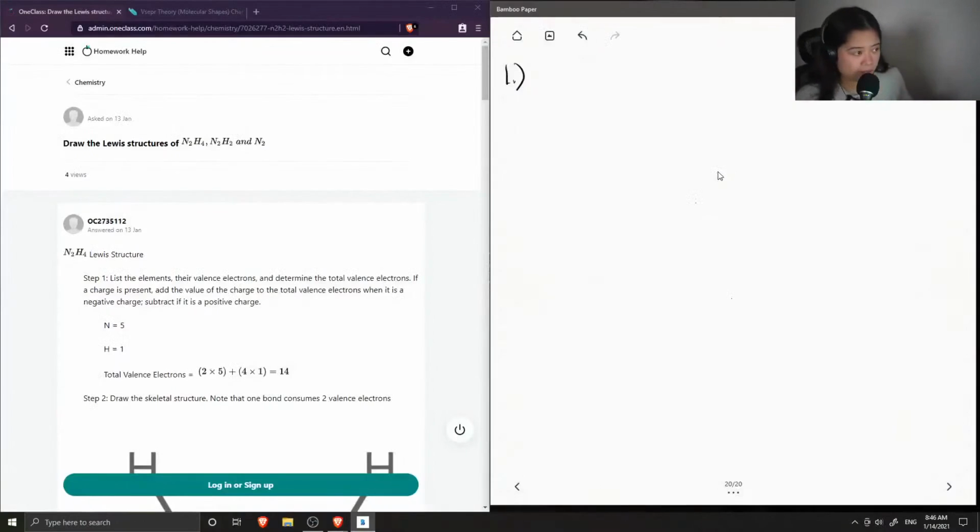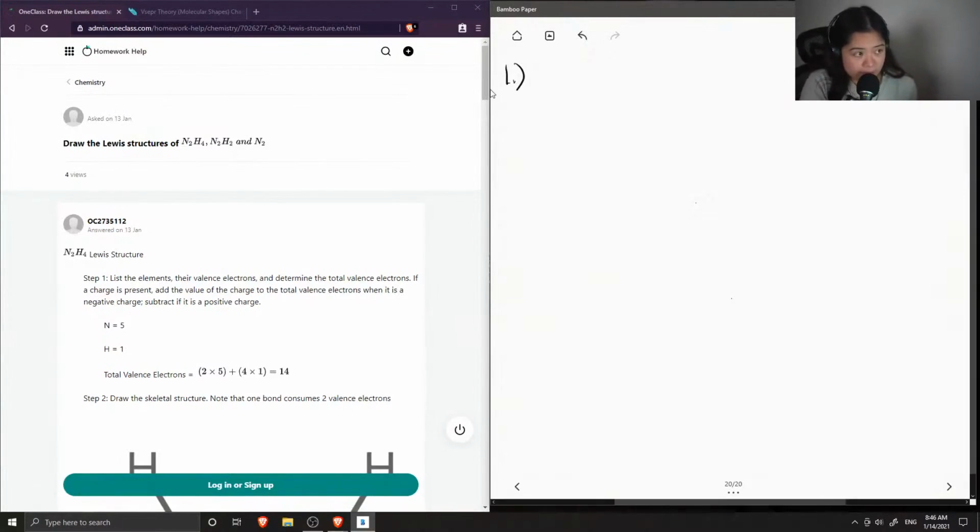Okay, so question 1 says to draw the Lewis structures of N2H4, N2H2, and just regular diatomic nitrogen. Okay, so let's start off writing the first Lewis structure that contains 2 nitrogens and 4 hydrogens.